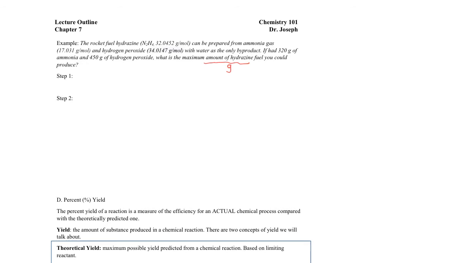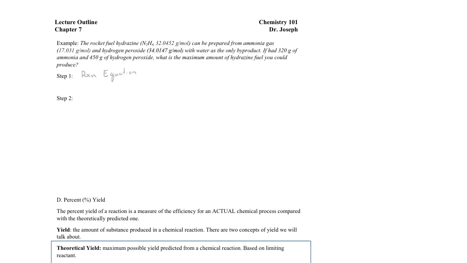The first step is, of course, write out a balanced chemical reaction. So I want you to pause the video and see if you can write the reaction equation for this process, and then check yourself against the one that I show here. Okay, so first step, let's write out the equation. The equation for this is pretty straightforward.